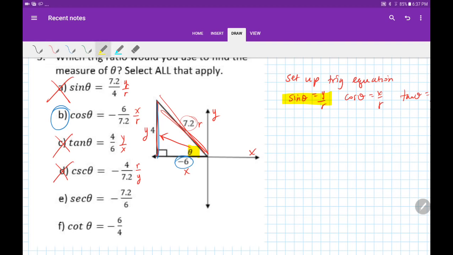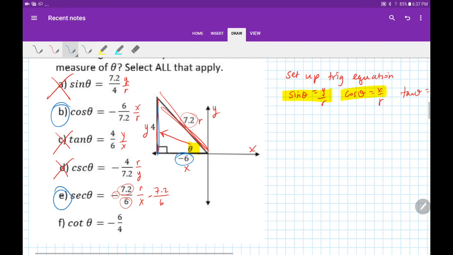Let's do secant now. Secant's the reciprocal of cosine, so instead of x over r, we need r over x. Let's see if they got it right. So r would be 7.2. That's so far so good. And then x is -6, so 6, and then there's the negative. They got all these pieces correct: the 7.2 in the top, the 6 in the bottom, and the negative in the front. So that's a good answer.